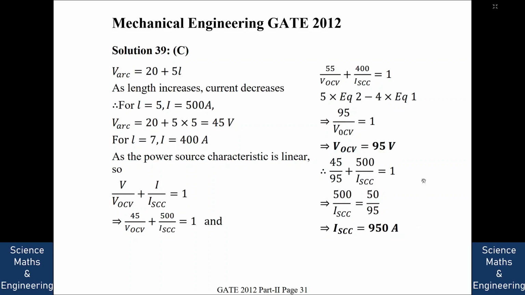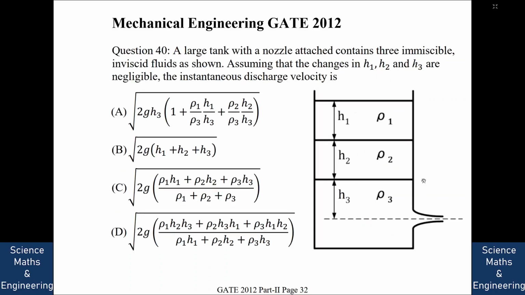Okay, so we'll go to the next question. A large tank with a nozzle attached contains three immiscible inviscid fluids as shown. Assuming that the changes in H1, H2 and H3 are negligible, the instantaneous discharge velocity is, see, we need to find out the discharge velocity.